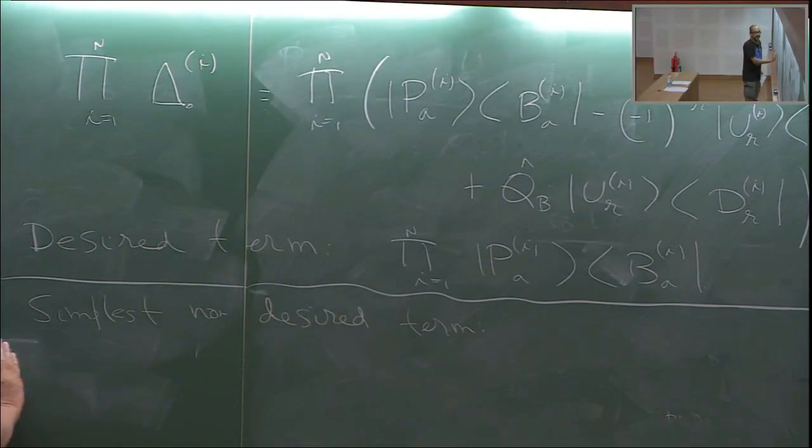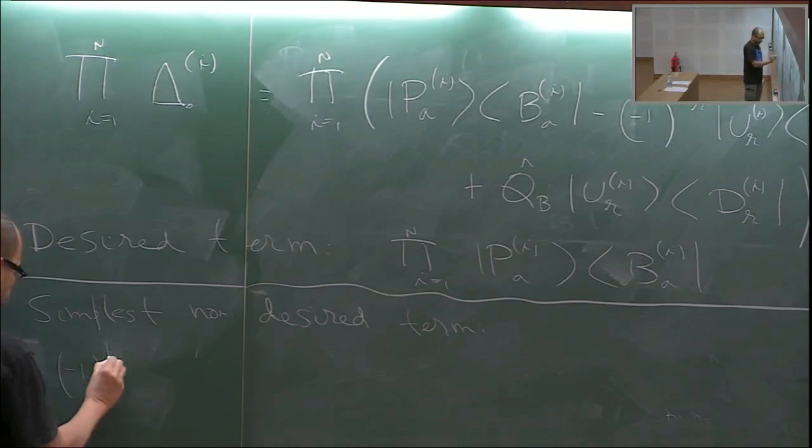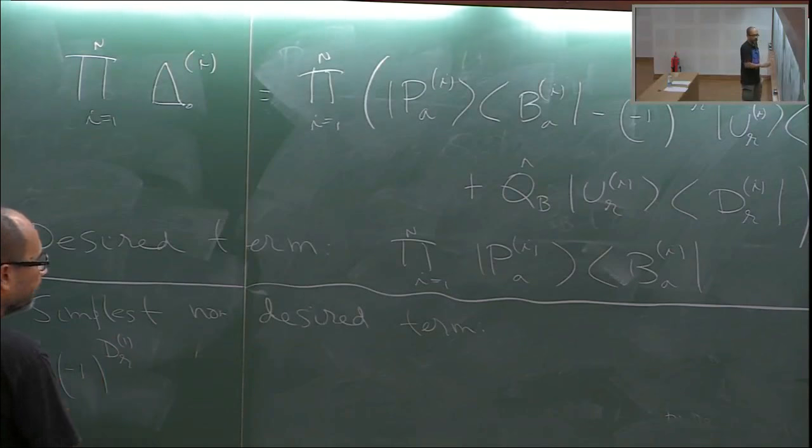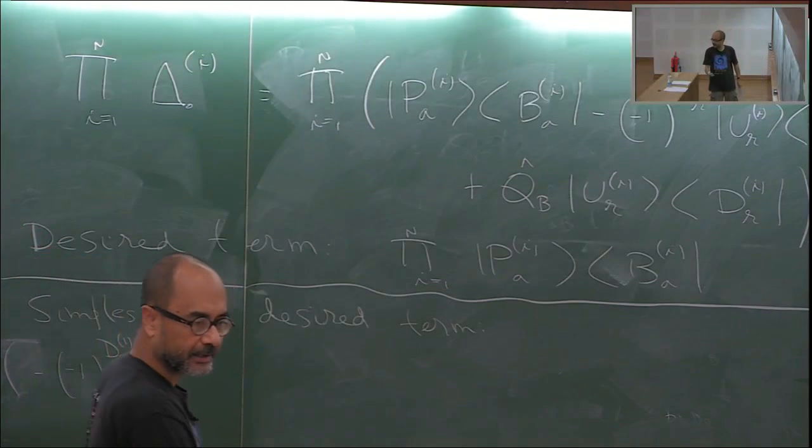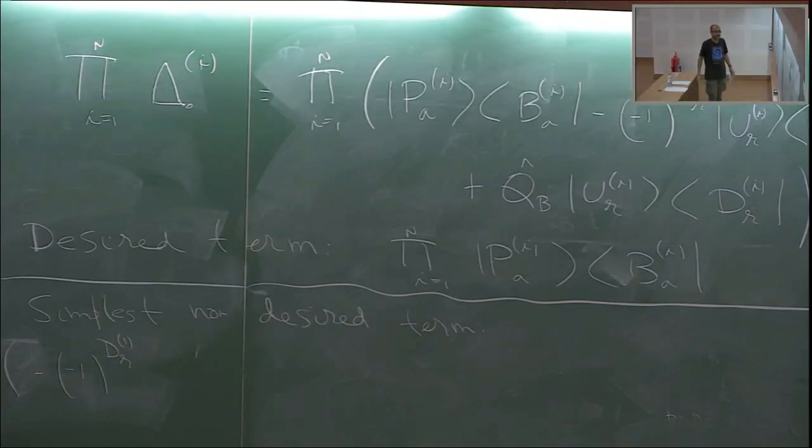well, let me write the first one first. So minus 1 to the power d_R 1. The fact that I am taking the first one of the undesired kind is totally immaterial. I could have taken any of them.